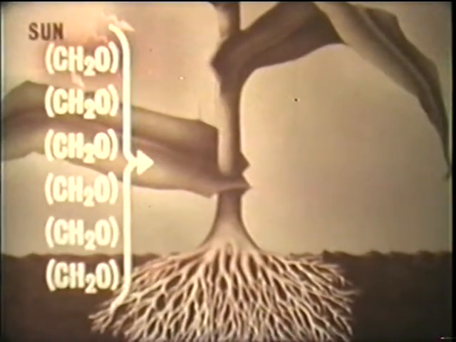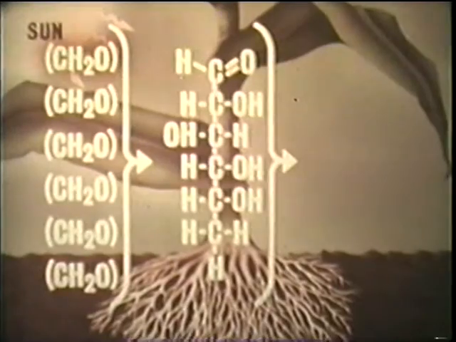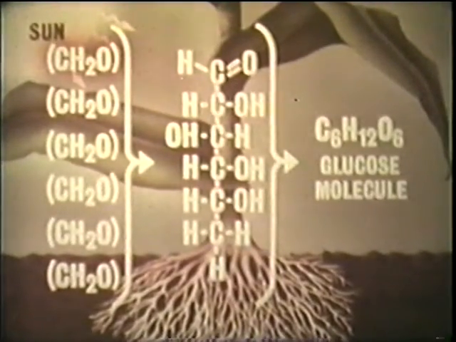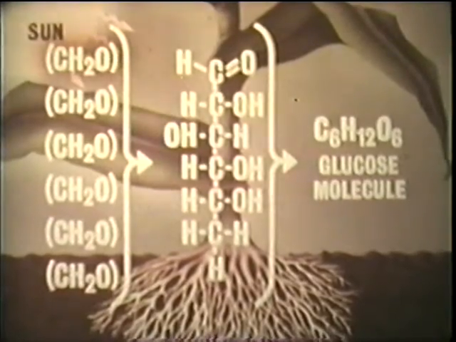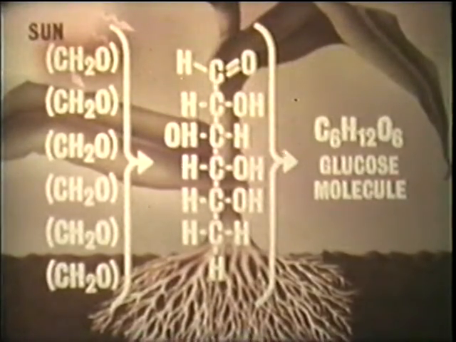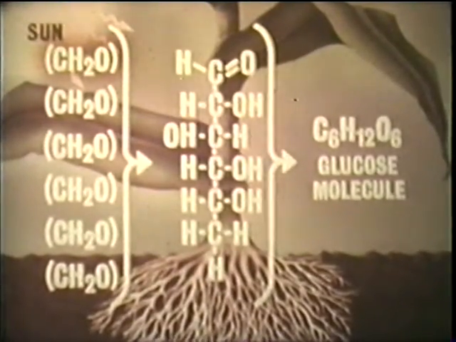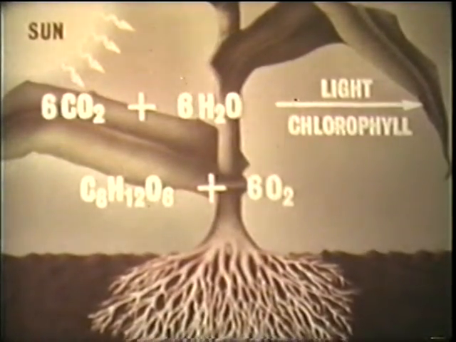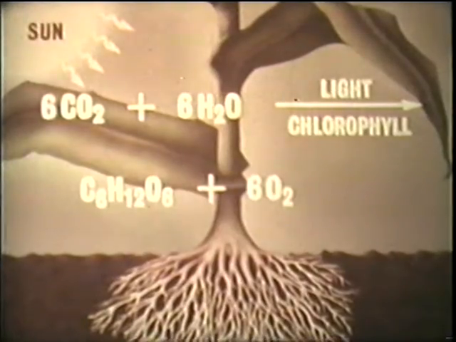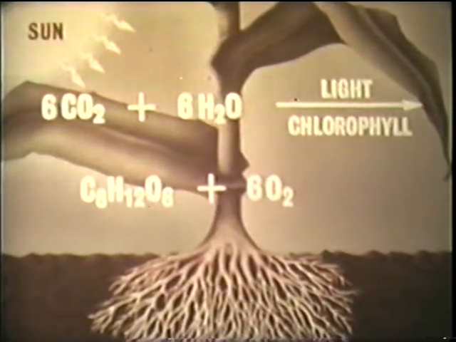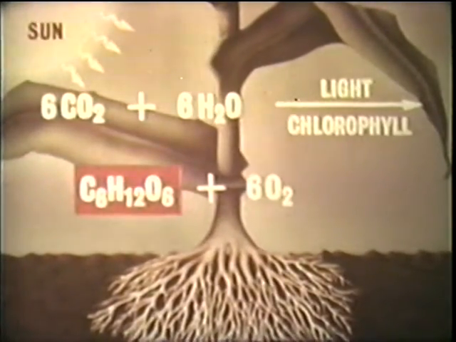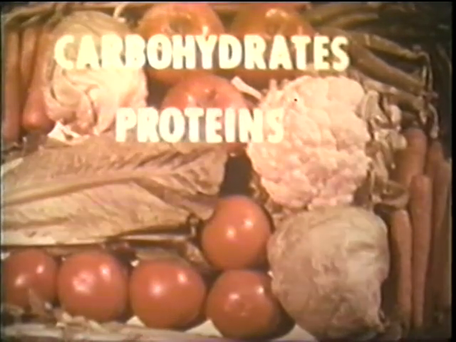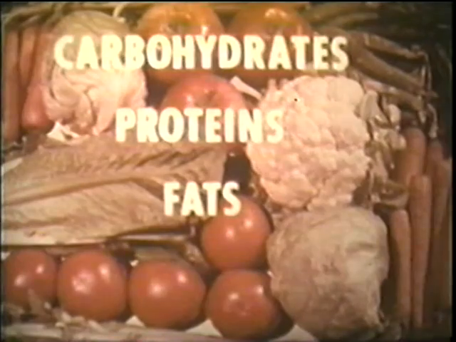6 CH2O units join together to form C6H12O6, the glucose molecule. Using it as a basis, the plant is able to manufacture all of its other constituents. This net equation summarizes what the plant accomplishes during photosynthesis. From the carbohydrate glucose, plants are able to manufacture additional carbohydrates, as well as proteins, fats, and vitamins.